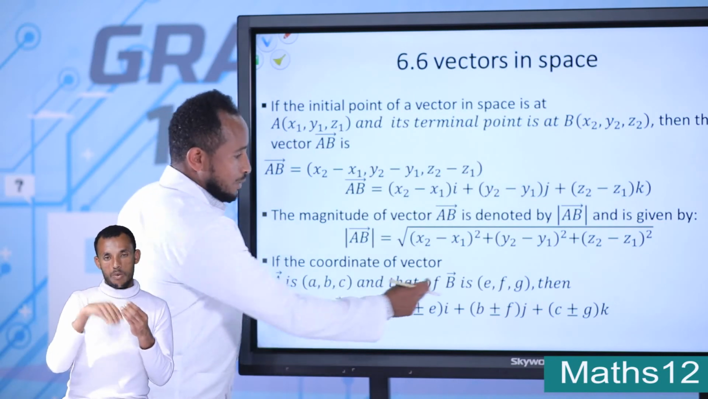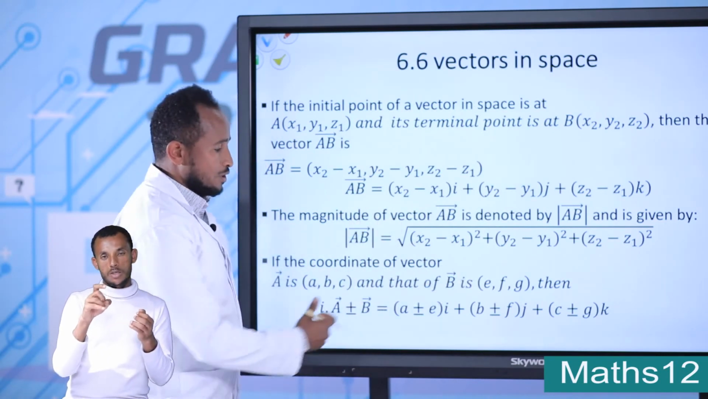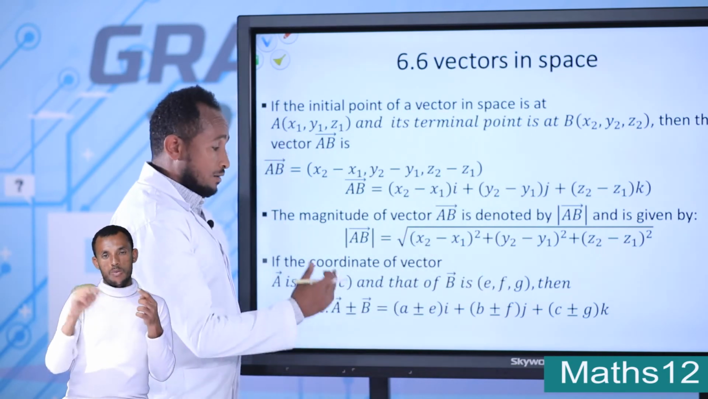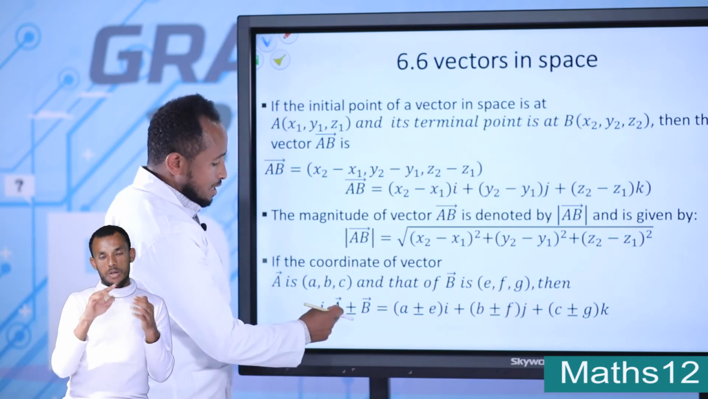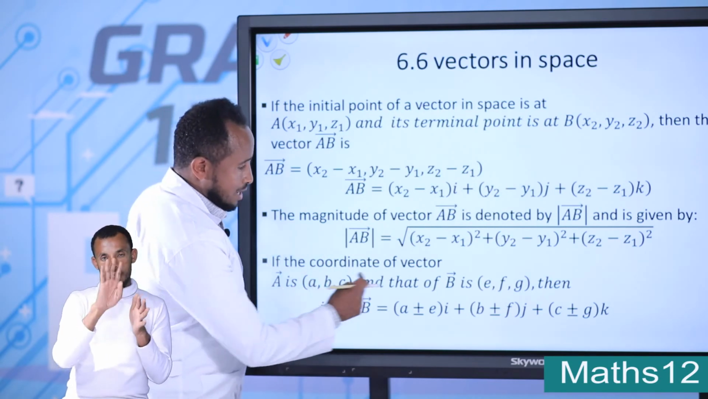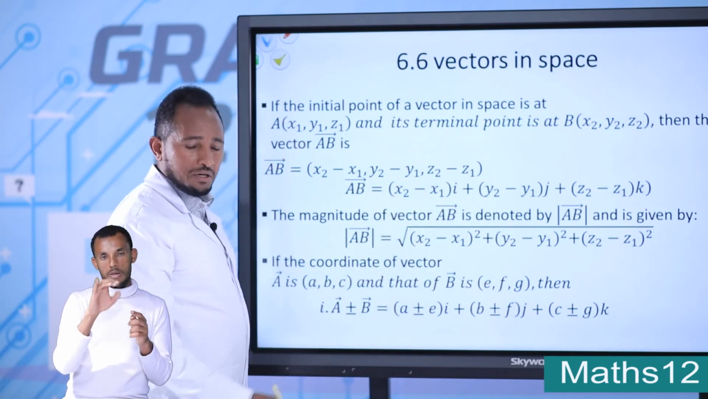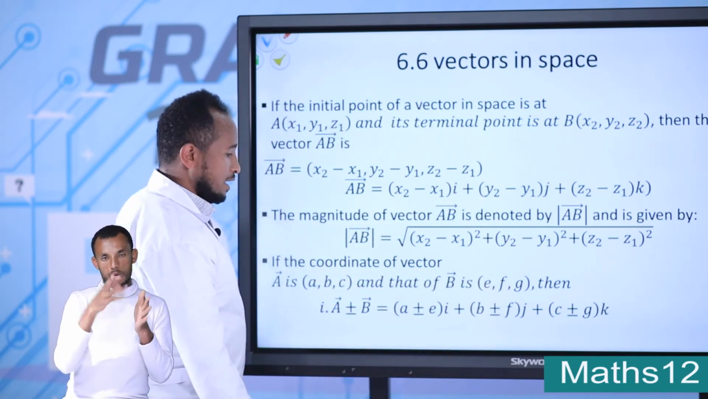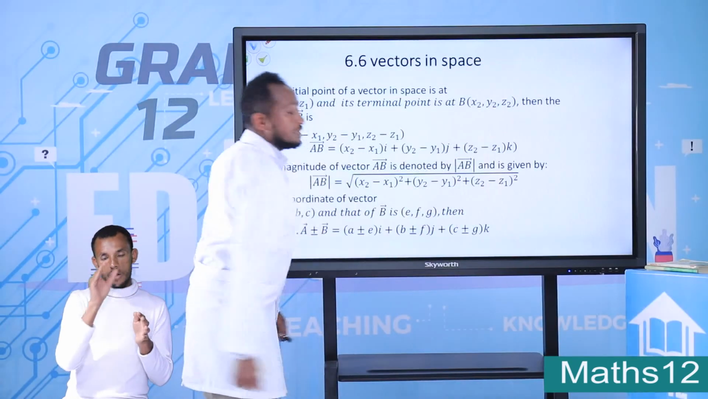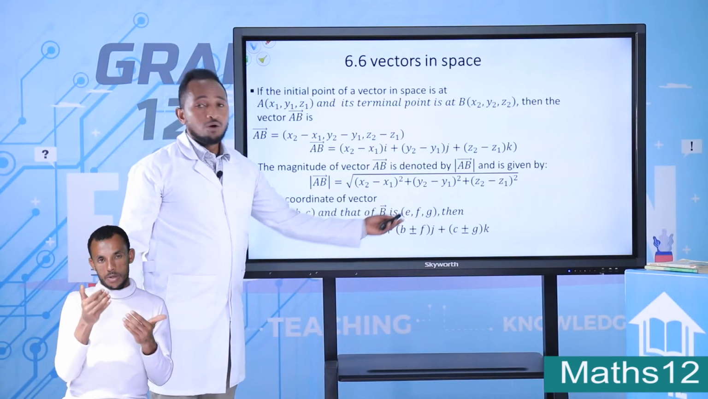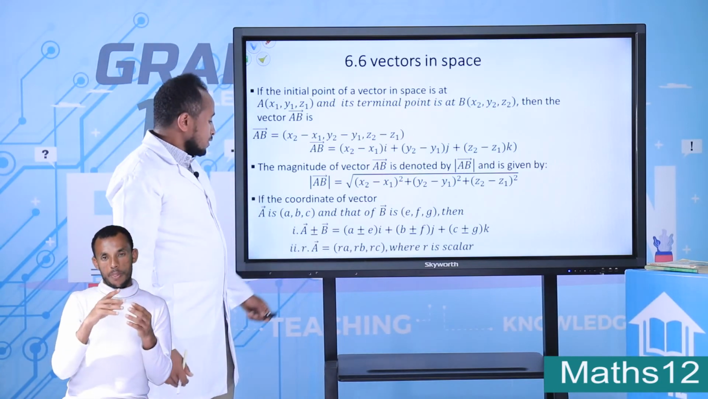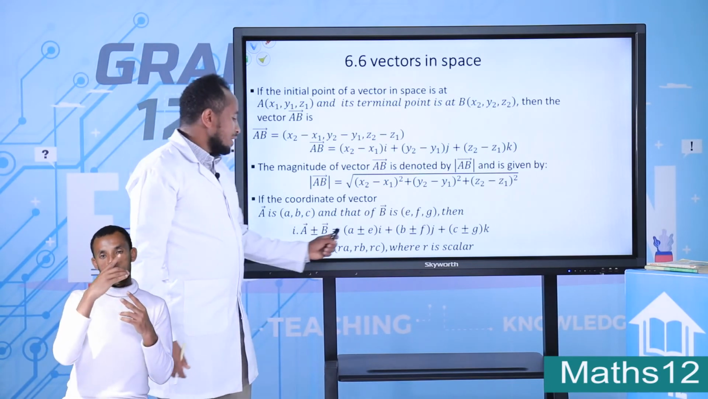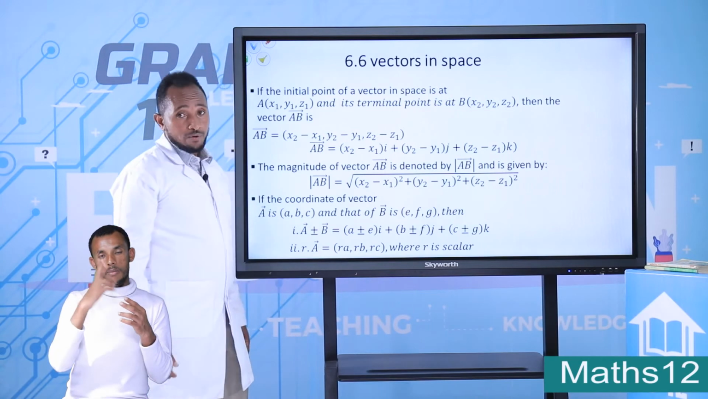You add the x component with the x component, y with y, z with z. Subtraction works the same way. Therefore, A plus or minus B is (a plus or minus e) in the i direction, plus (b plus or minus f) in the j direction, and (c plus or minus g) in the k direction. So simply this is how to add two vectors. Now when you multiply a given vector by a scalar, you simply multiply each corresponding component.